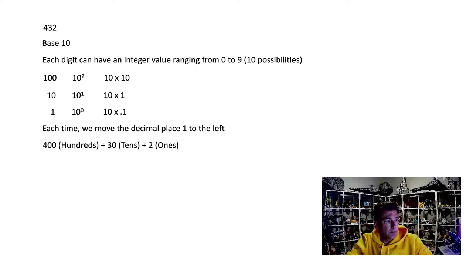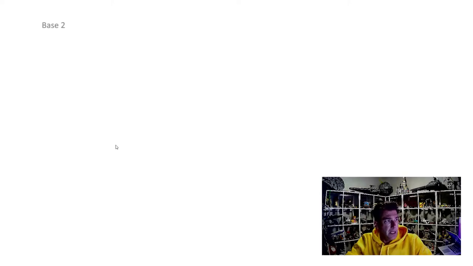We can also think of it in terms of hundreds, tens, and ones. So there's 400 plus 30 plus 2. So if you take 400, you can think of that as 10 to the second power times 4. And the 30 is 10 to the first power times 3. And 2 is 10 to the 0 power times 2. So this is how we currently use base 10. So binary is what's called base 2.